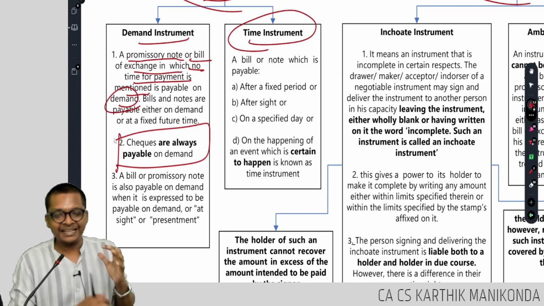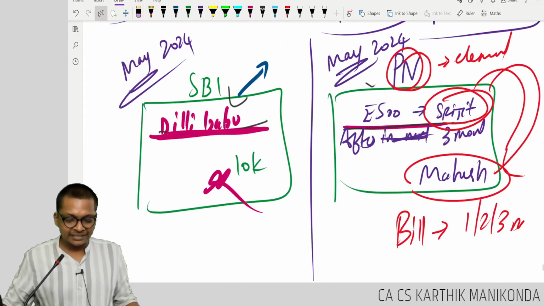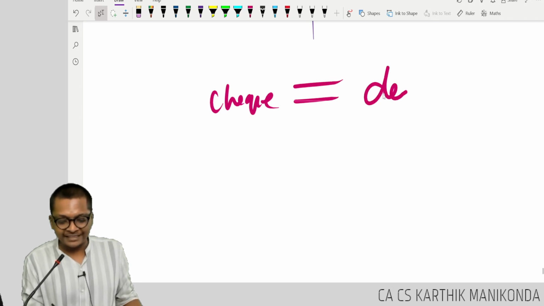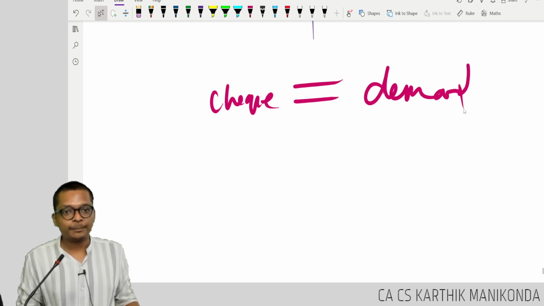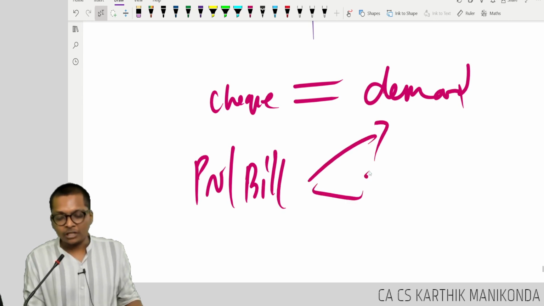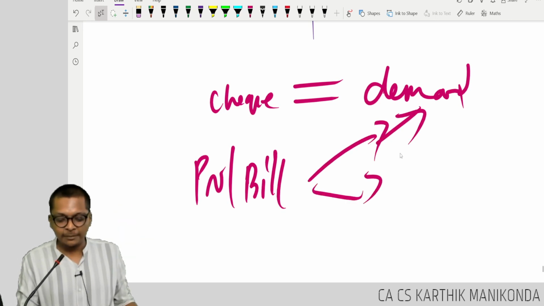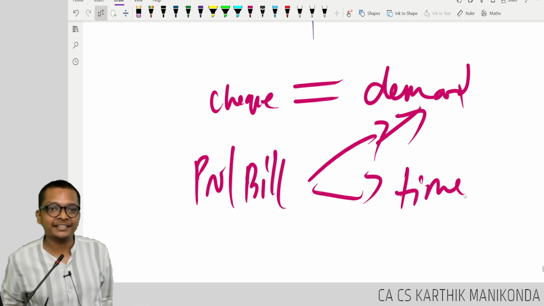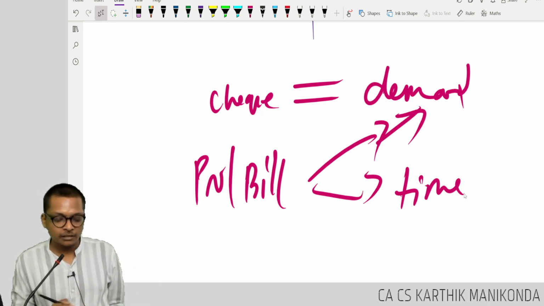That means, can I summarize this for the exam? "Sir, exam I want to know, sir." A check is always payable on demand. Promissory note and bill depend on how you draft it. It can be demand, it can be time based on what you decide. Are you following, guys? Understanding?